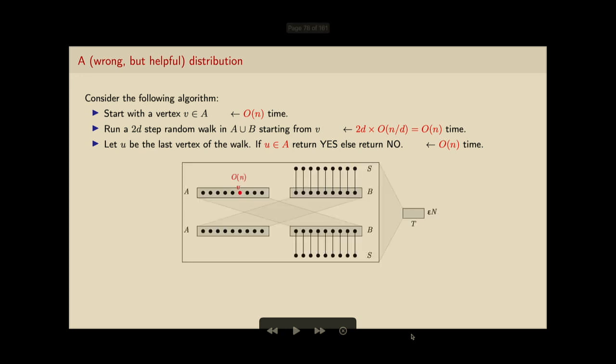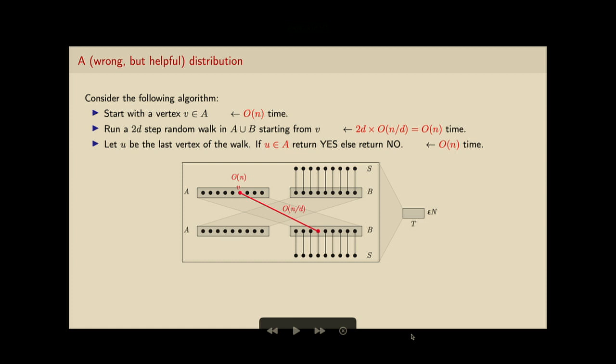So what is the algorithm? Suppose that I start with some vertex V in A. Again, this can be done in order n time. Now I run a 2D step random walk from V. OK? A random walk only on the core. So the moment I step into T, I just backtrack and continue in the core only. OK? So how long does it take to go from V to the next neighbor in the core? There are d neighbors in the core.